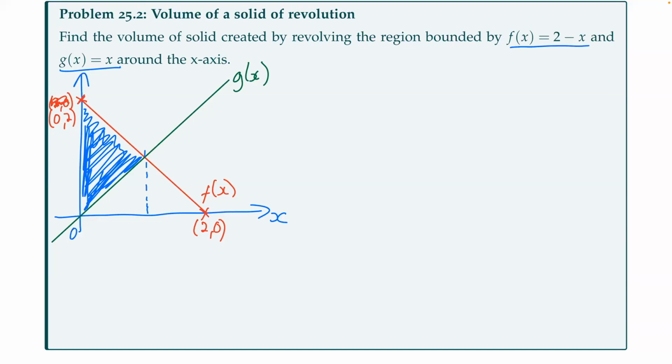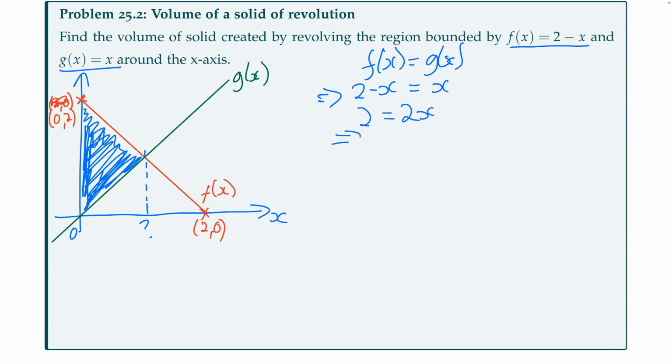So the left-hand side is going to be 0. We don't know what this is here. But at that point, we're going to have f of x is equal to g of x. So we just equate these things. You have 2 minus x is going to equal x. So 2 is going to equal 2x. So x is going to equal 1. Okay, so if you don't know what that point is, you just need to equate them because that's going to be where they intersect.